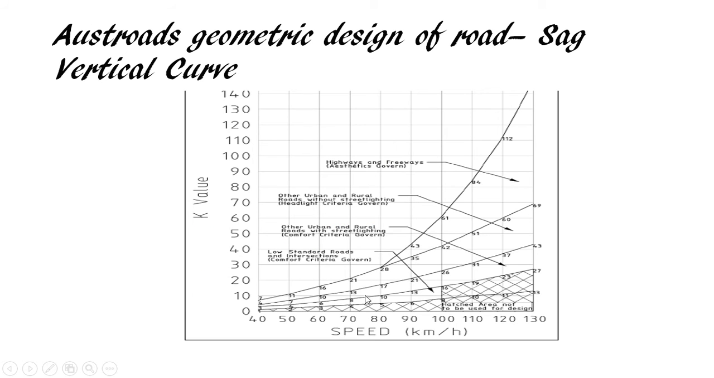However, for headlight sight distance, this graph is provided. The road is 50 km/h, and this area is for low standard, and this area is for other urban and rural roads with street lighting. If I have an appropriate street light design, I will tend to go for this graph, which for 50 km/h gives a minimum k of about 9 or 10 for the length of a sag curve. So from this table, it is good to have our crest curve length starting from 50, whereas the sag curve is about 8 or 9.